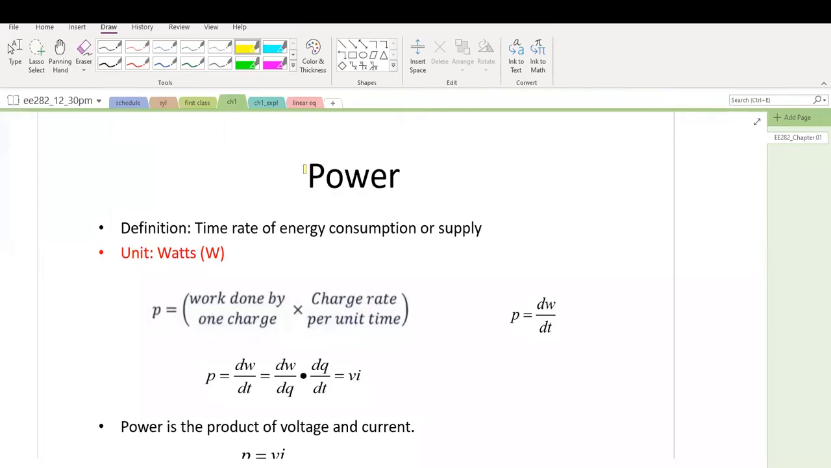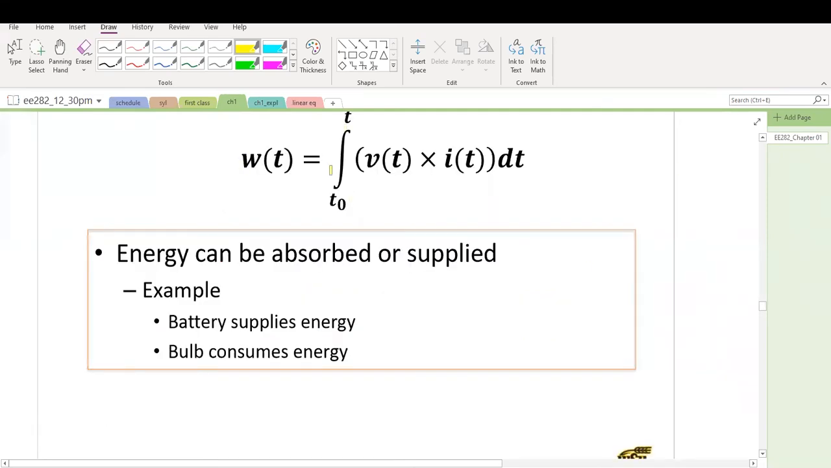Next, let's talk about power. So what is power? Power is the rate of change of the energy. Basically, power equals dW over dt. That's how the energy changes with respect to time. Let's review the expression of the energy. So this is the energy. It has the integral of v multiplied by I, and we do the integral with respect to time. If we take the derivative of the energy with respect to time, that's power.